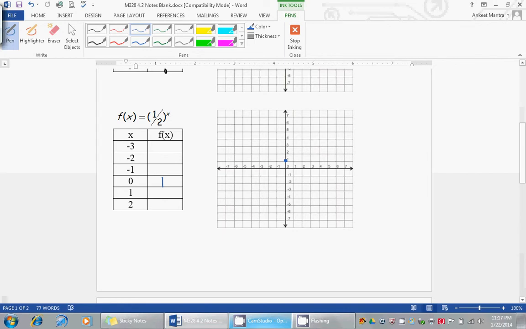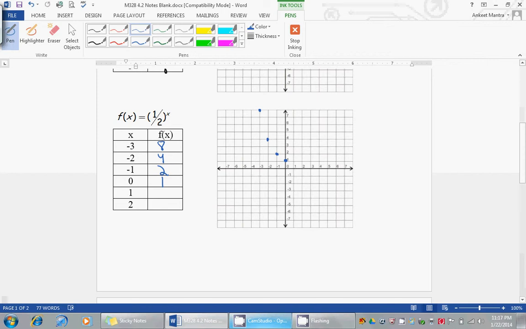Let's do -1 now, right? 1/2 to the -1 is going to be the reciprocal of 1/2, which is going to be 2. Plug in -2. 1/2 to the -2nd power is the reciprocal of 1/4, which is 4. One-half to the -3rd power is going to be 8.